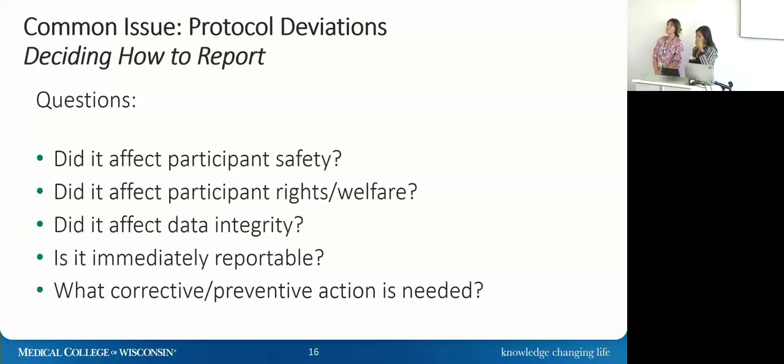Deciding how to report. Things that you need to ask yourself, and this is going to be very similar to what we talked about: how does this affect participant safety, their rights, their welfare, data integrity? Is this immediately reportable? Again, you want to check both your IRB policy and your protocol, because they might tell you different things. What corrective or preventative action do you need? So who can chime in here with our local IRB's policy for requirements for reporting immediately versus with the CPR? How do they make that determination? Does anyone know that off the top of their head for a deviation?